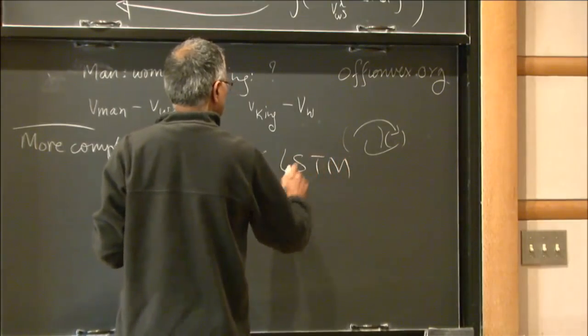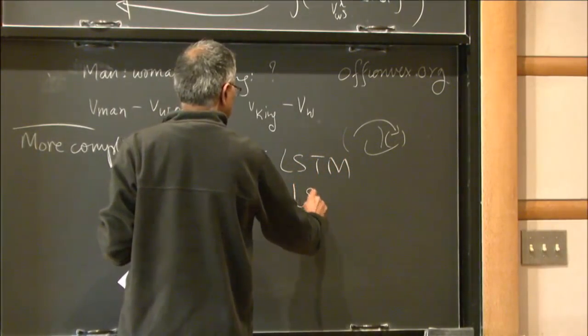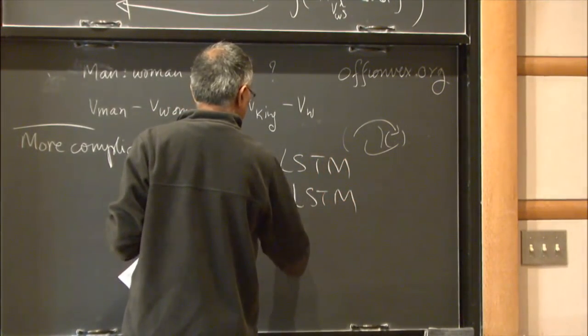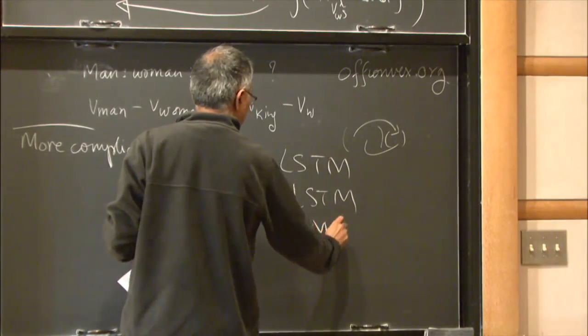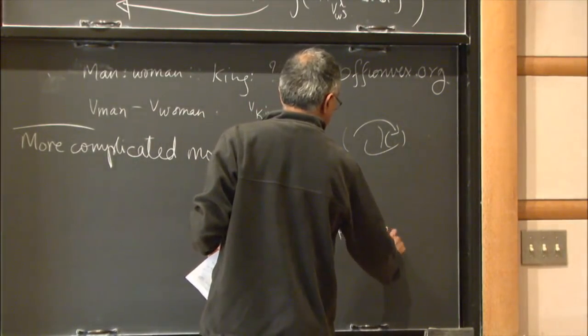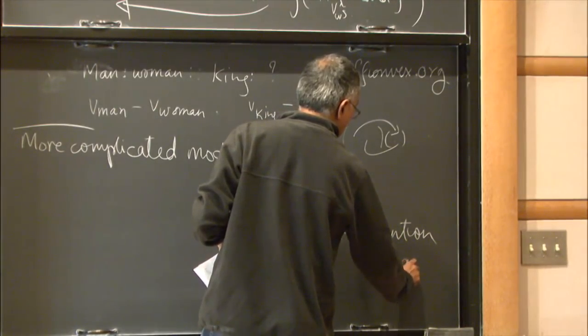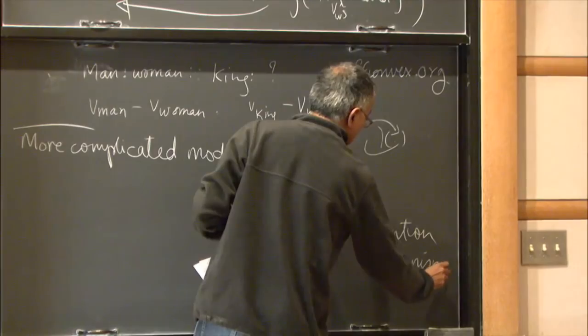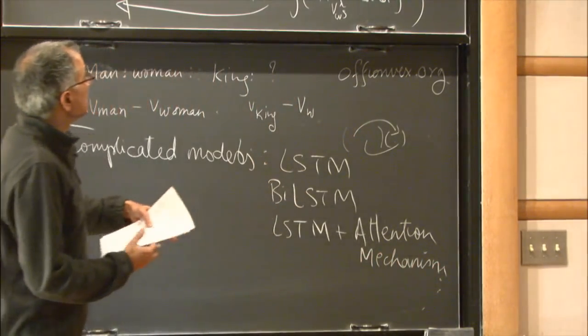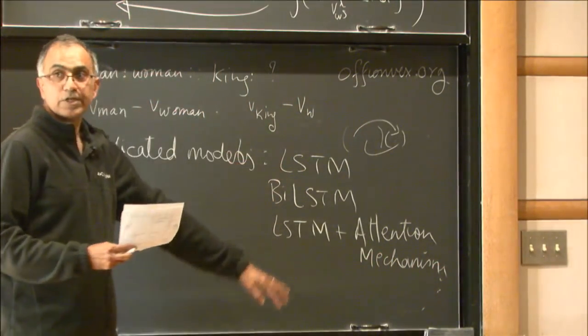LSTM, long short-term memory, and LSTM plus attention mechanism, etc. So this is actually a very simple neural net, and these are more complicated neural nets.